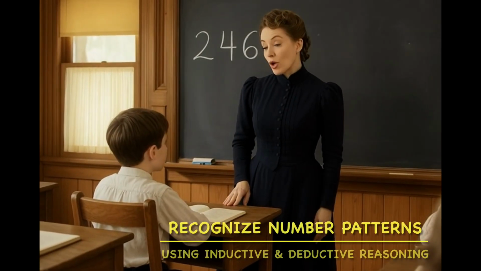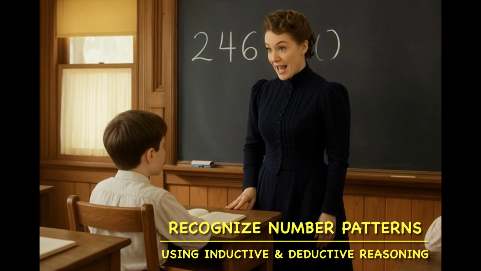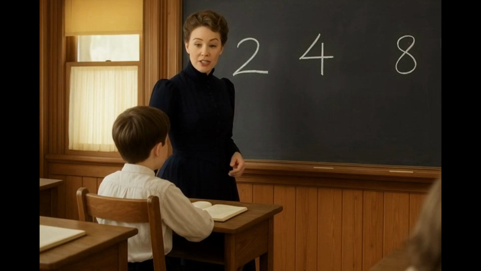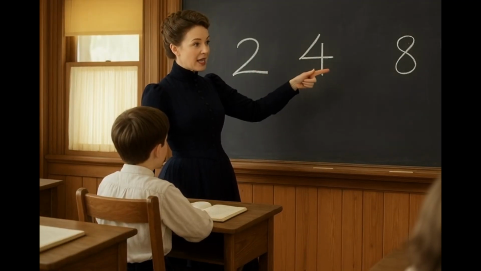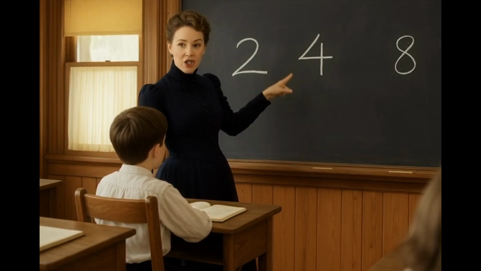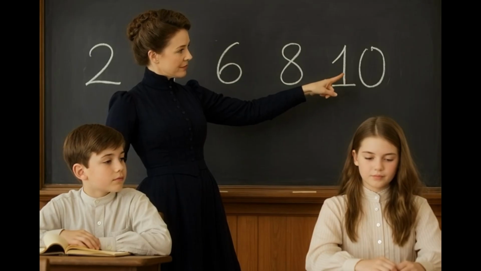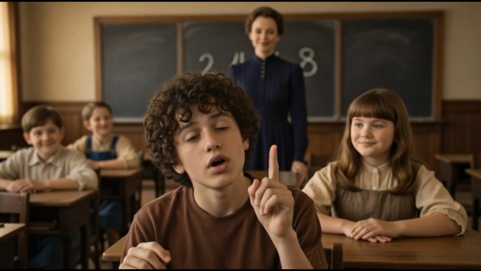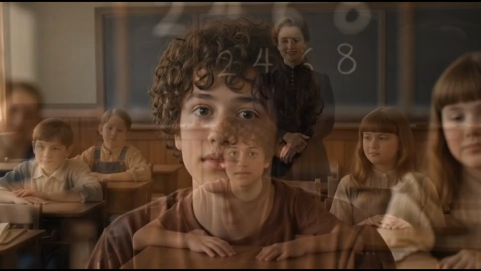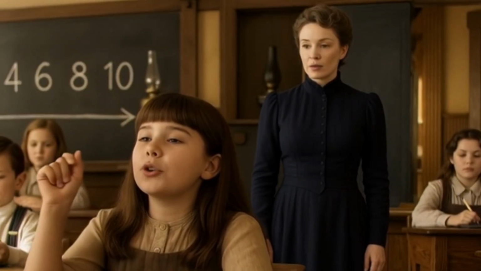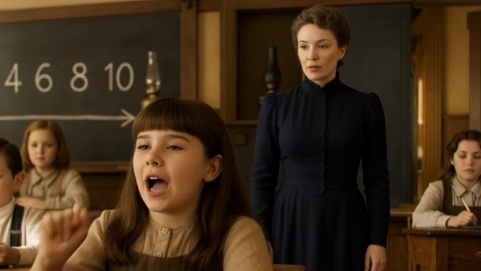Students, today we will learn how to recognize number patterns on the ASVAB. Look at this sequence: 2, 4, 6, 8, 10. What change happens each time? 2 to 4 is plus 2, 4 to 6 is plus 2, 6 to 8 is also plus 2. That means the rule of the pattern is adding 2 each time.